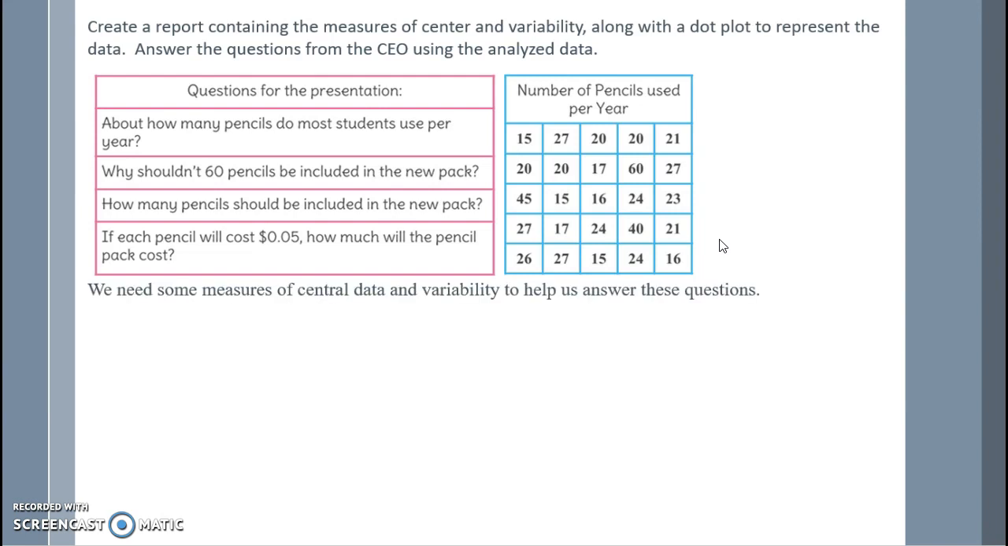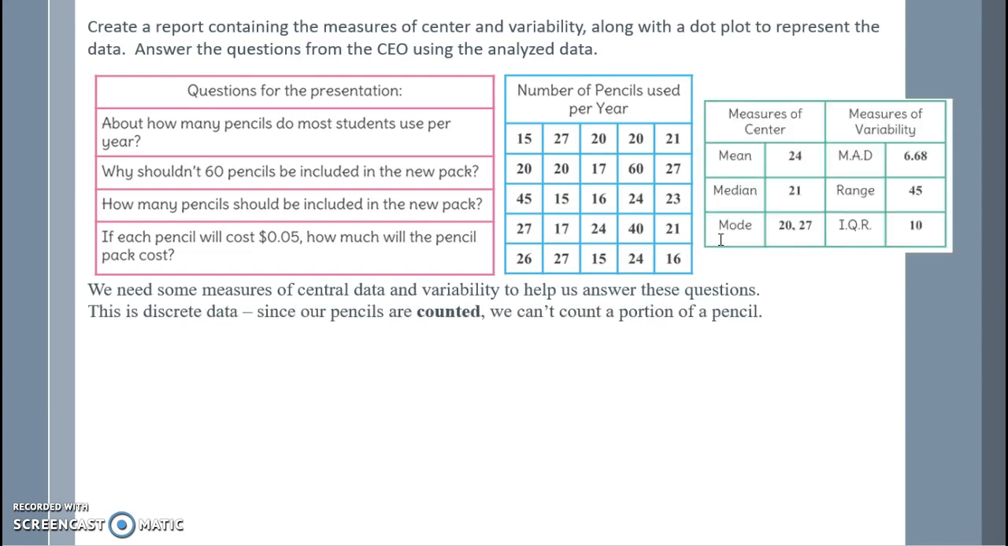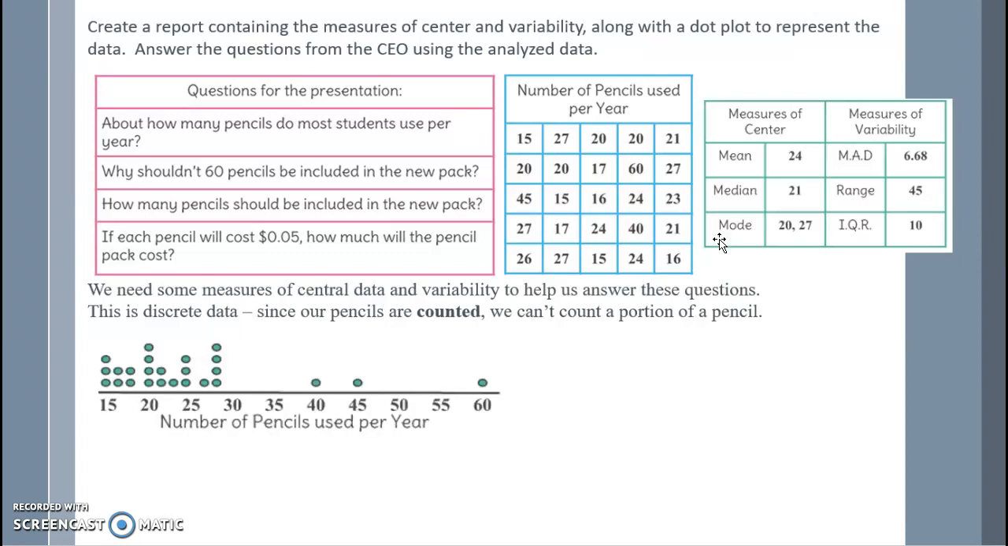We need some measures of center data and variability to help us answer these questions. Here are the measures of center. The average is 24, the median is 21, the ones that happen the most are 20 and 27, and the measures of variability are: the mean absolute deviation is 6.68, the range is 45, and the interquartile range is 10. This is discrete data since our pencils are counted. We can't count a portion of a pencil.